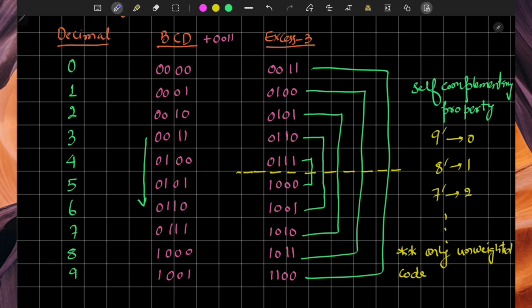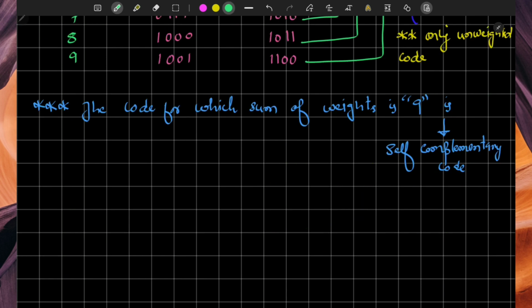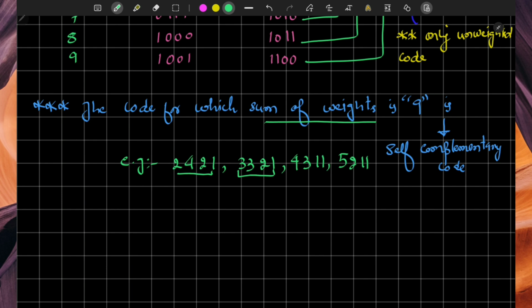The important thing to note is that it is the only code which is unweighted and still is self-complementary in nature. One more thing that needs to be pointed out is that for a weighted code, if the sum of weights is 9, then it is always a self-complementary code. For example, 2421, 3321, 4311, 5211. If you look at the sum of the weights, we have 9 as the sum, then such codes will always be self-complementary codes.